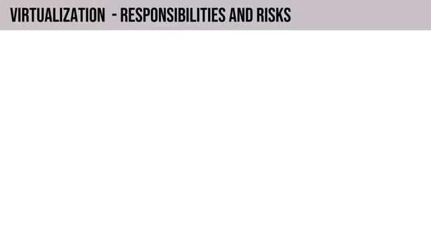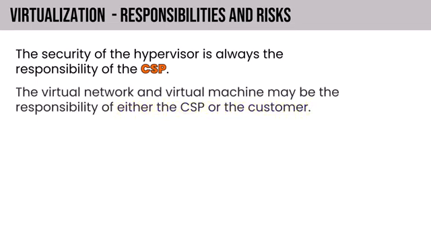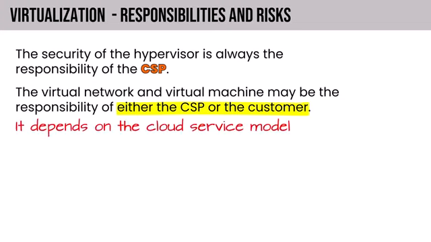But let's shift gears and talk about virtualization responsibilities and risks. So the security of the hypervisor is always the responsibility of the CSP. The virtual network and the virtual machine may be the responsibility of either the CSP or the customer. It depends on the cloud service model.